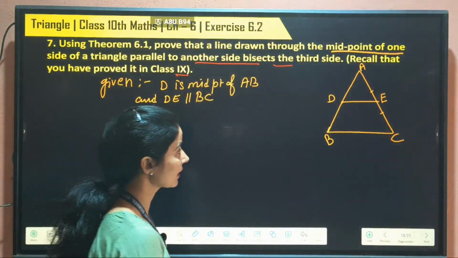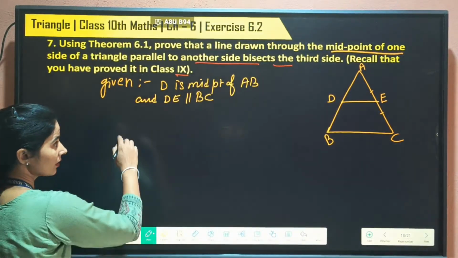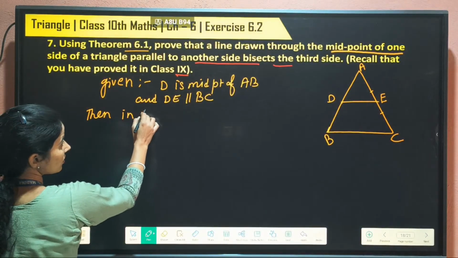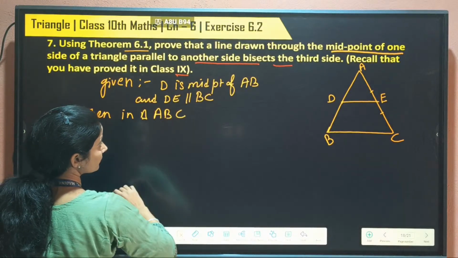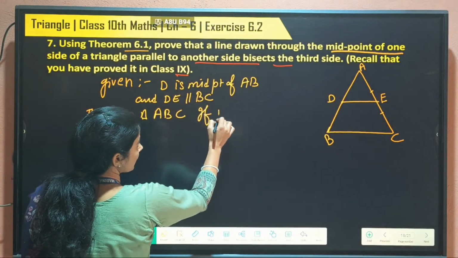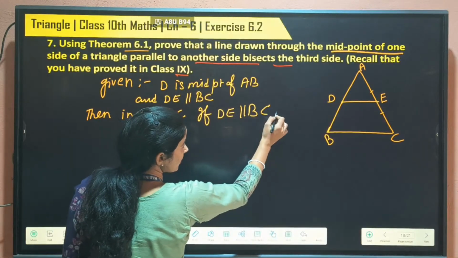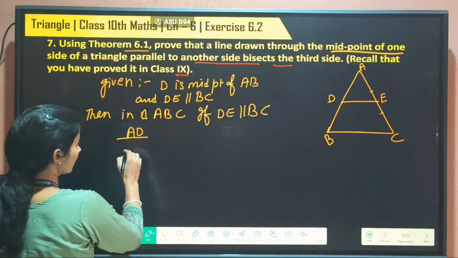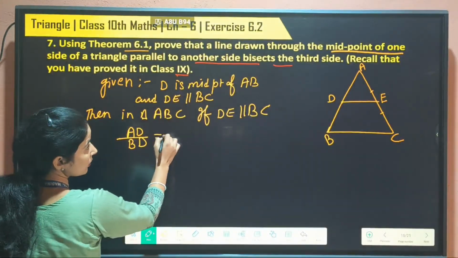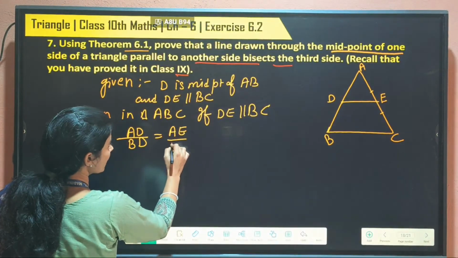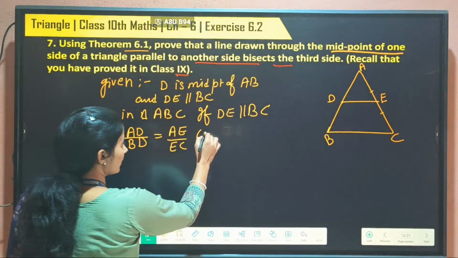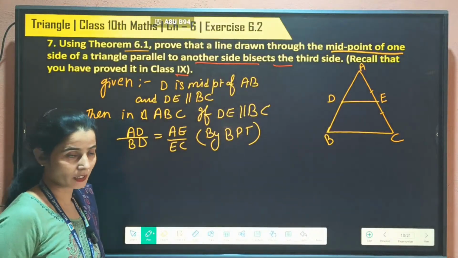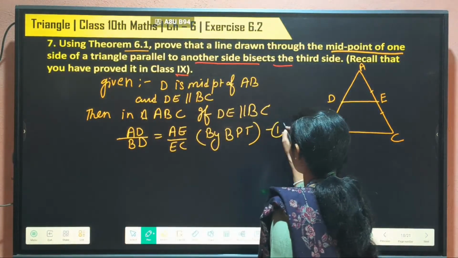If DE is parallel to BC, then I can use theorem 6.1. Then in triangle ABC, if DE is parallel to BC, then I can write corresponding sides ratio will be equal. AD by BD equals AE by EC. This is by the BPT theorem. What is the BPT theorem? Basic proportionality theorem. Say equation number 1.